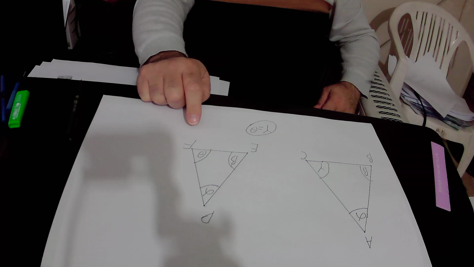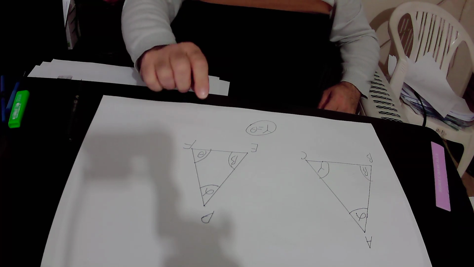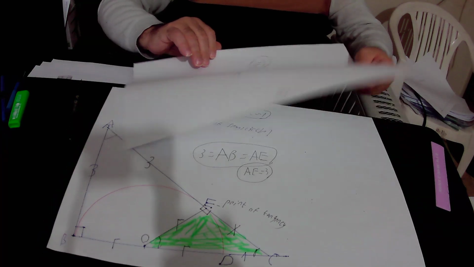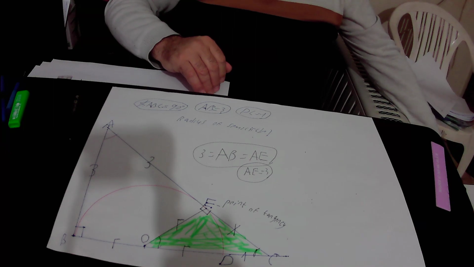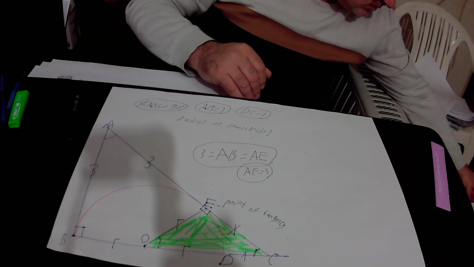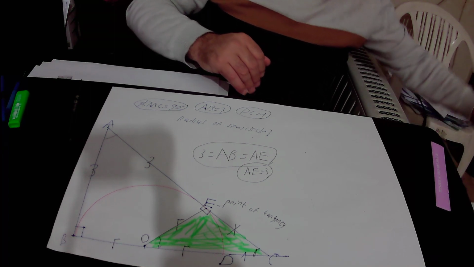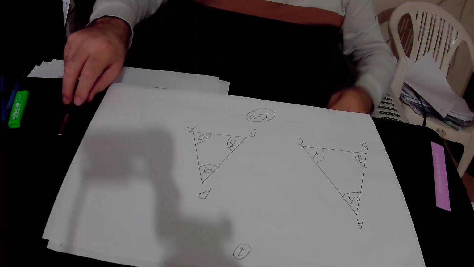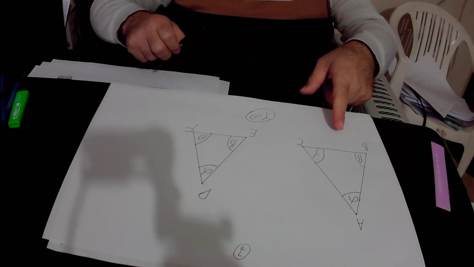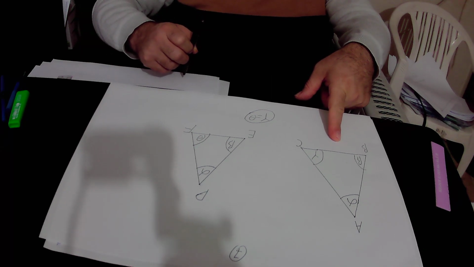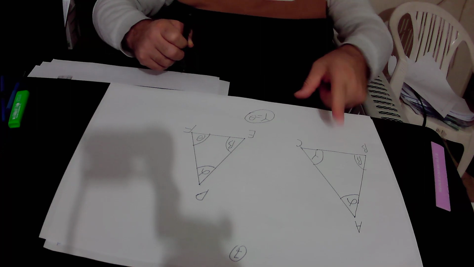So I will prove that angle gamma equals angle theta. We will use the rule that says that the sum of the angles in any triangle equals 180 degrees. So the sum of the angles in triangle ABC is equal to 180 degrees.